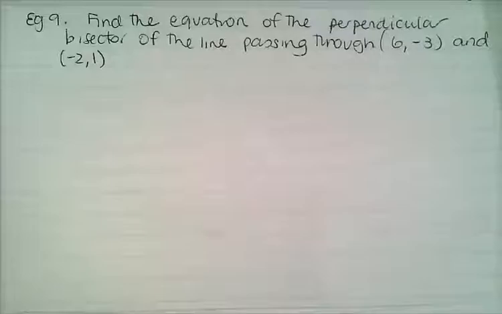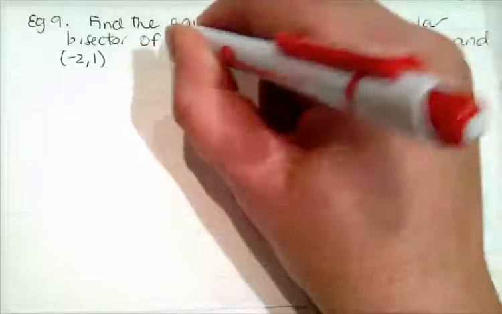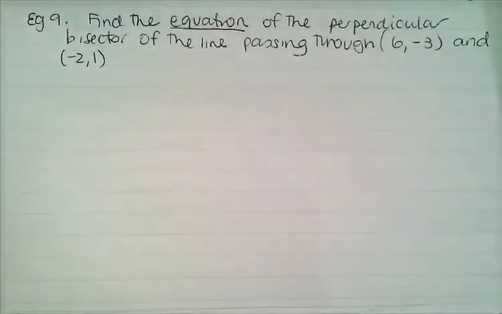Okay, now this is example 9. And the question is to find the equation of the perpendicular bisector of the line passing through (6, -3) and (-2, 1). Now you're asked to find the equation of a line. And of course, to find the equation of a line, we're going to use the point gradient formula.